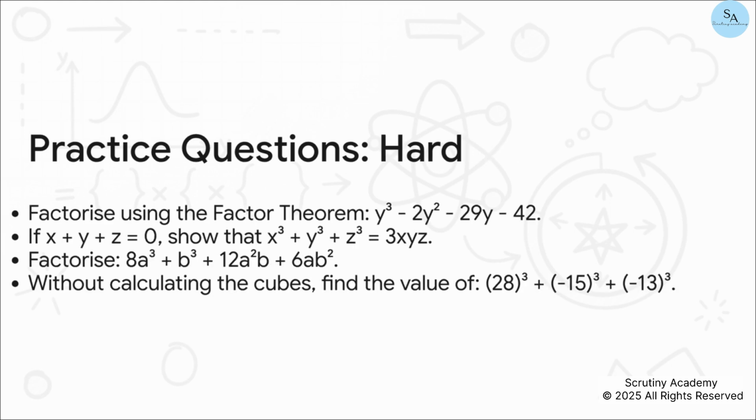All right, for those of you who really want to push yourselves, here are the difficult questions. These are designed to test your deep understanding of how all these concepts fit together. Pause the explainer one last time and really see what you're made of.